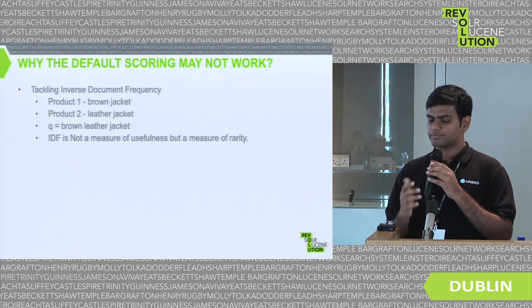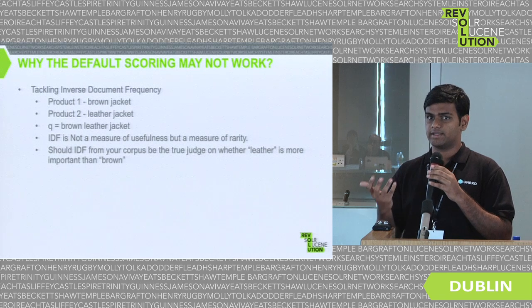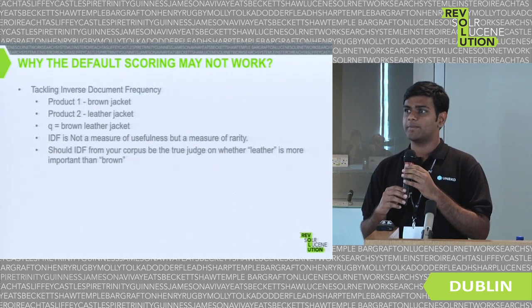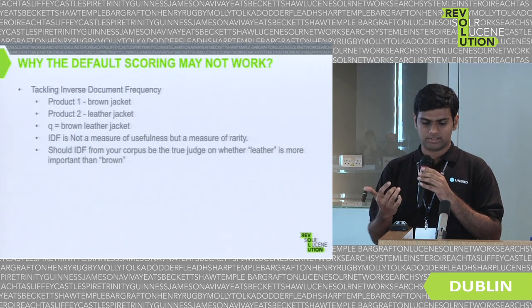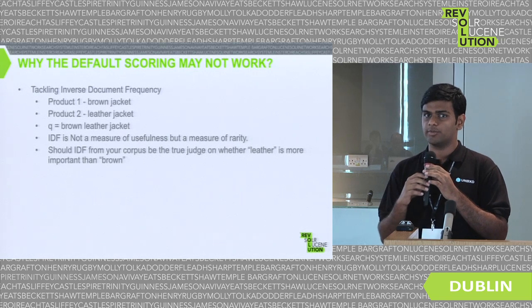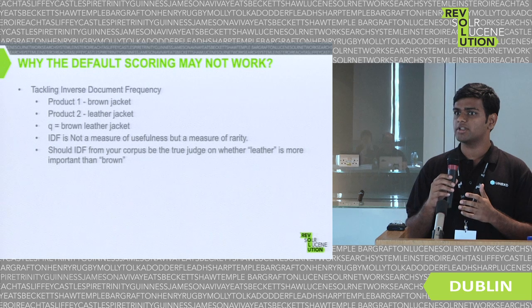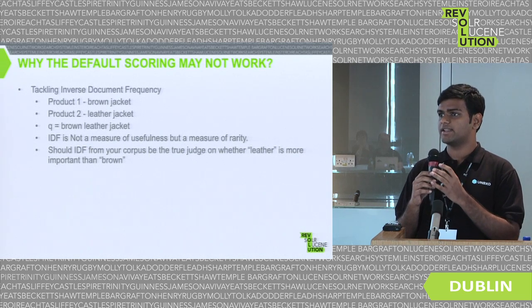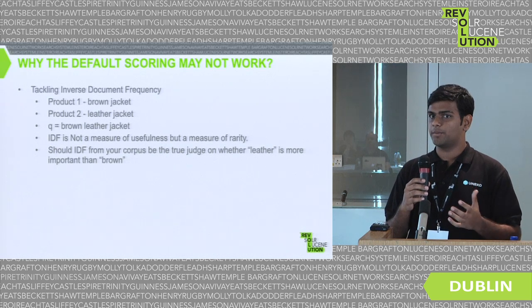If we let IDF do it, it probably depends on your data set, right? Depending on how many brown jackets you stock versus how many leather jackets you stock, the ranking of these documents would vary, right? So what we thought is your document set is probably too little to guess whether brown would be more important than leather in this case.